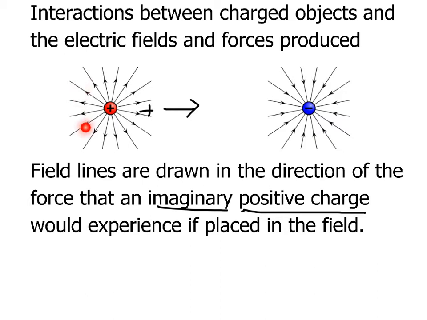So the field lines are drawn in the direction that a positive charge would experience a force if it were placed into this electric field that's produced by that point charge. Same thing here. Arrows point in because a negative would attract a positive. So if we had a positive charge over there, bam, it would go in the direction of those arrows towards that negative. All right, so that's how you can tell which direction the arrows should point and why they're pointed the direction they're pointed.